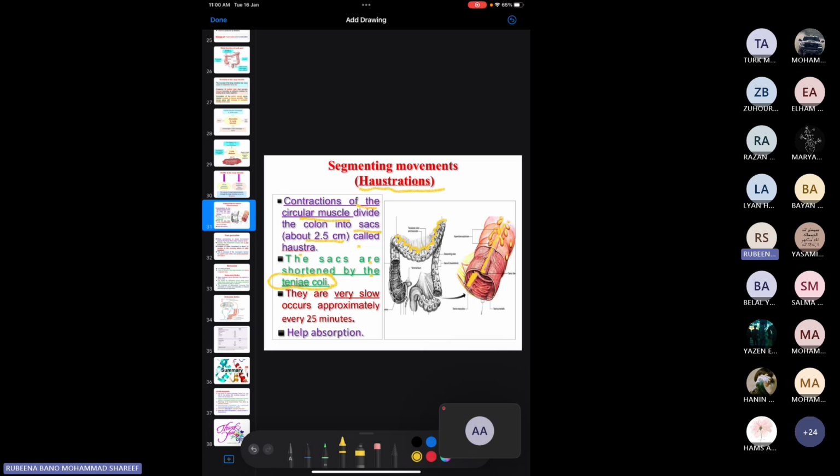So there will be more bulging. This sac will become more prominent because of the shortening of the tinea coli, like this, like this, like this, and it leads to further bulging of the sacs. They are very slow, occurring every 25 minutes, and it helps in absorption. So segmenting movements help in proper absorption of water and electrolytes in the colon.